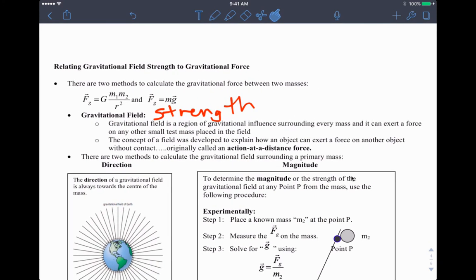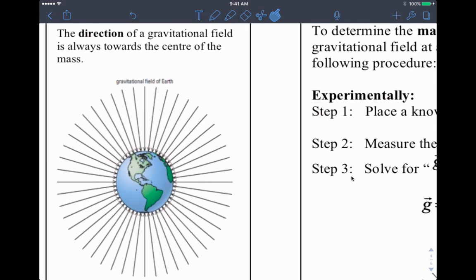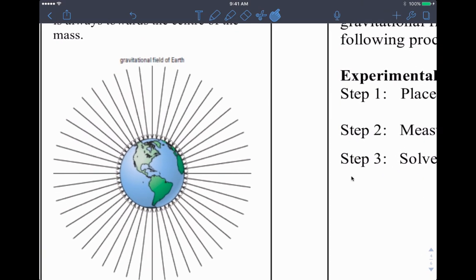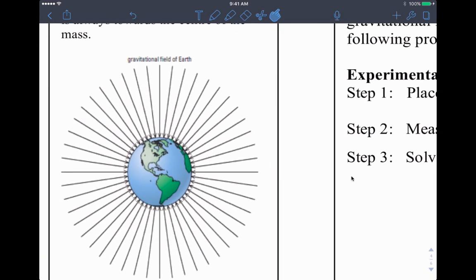This is actually what I was talking about earlier, this action at a distance force. If you look at the Earth, the way that we can depict the gravitational field around the Earth is by using what we call field lines. We actually use field lines to describe the other forces as well: the electromagnetic force, magnetic forces, electric forces. And they're a really simple drawing.